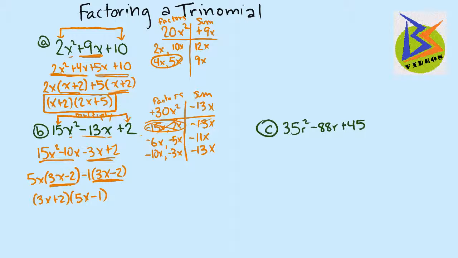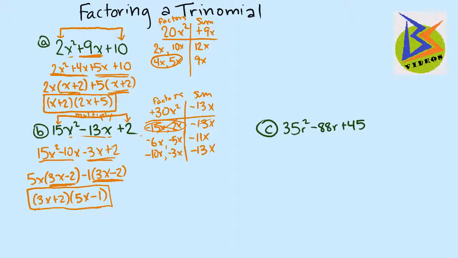Again, we look for a greatest common factor in the 3x plus 2. There isn't one. We look for a greatest common factor in the 5x minus 1. There isn't one. And since that is true, we are done. So those are our two factors, 3x plus 2 and 5x minus 1.